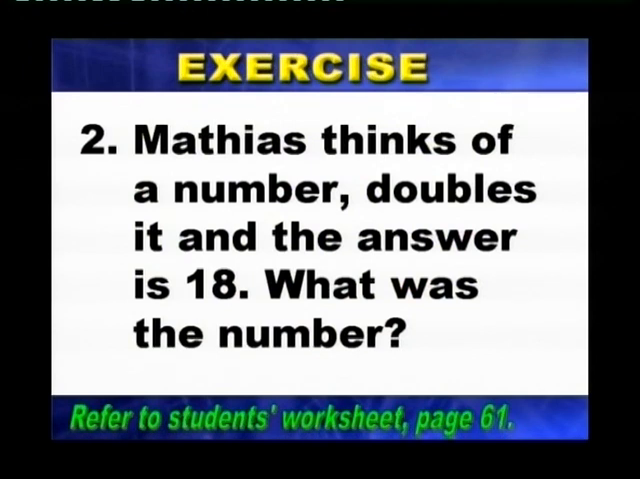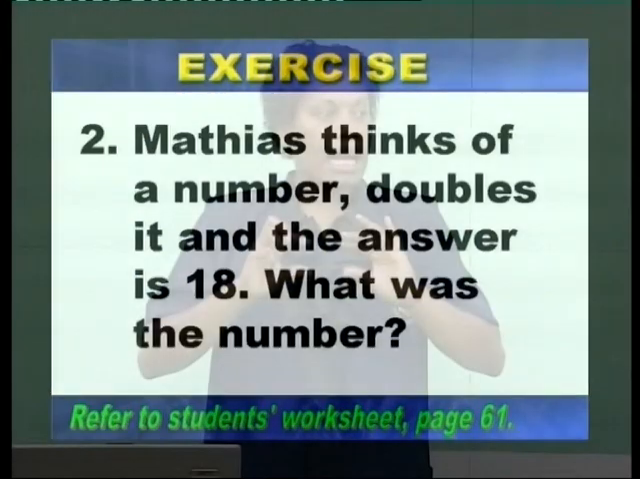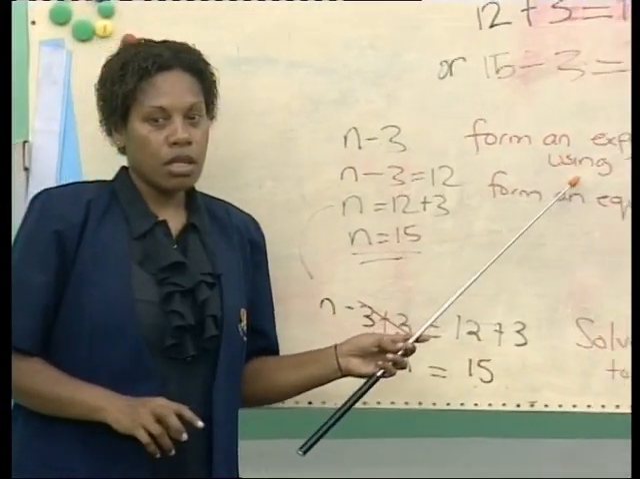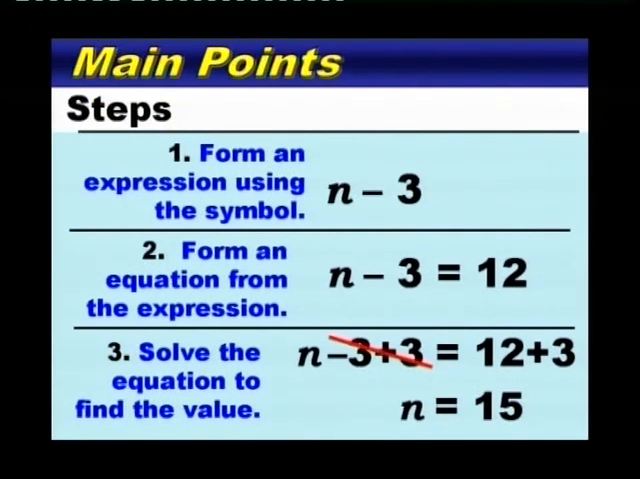Matthias thinks of a number. He doubles it and the answer is 18. What was that number? I'd like you to go through this question with your friends. And remember, you are solving an equation here. You're trying to find an unknown quantity or a number. Remember to follow the rules or the steps.